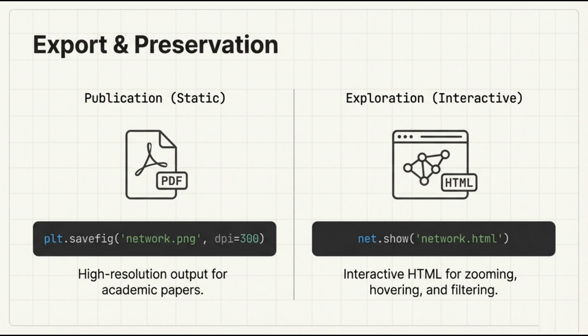This distinction matters because the best format depends on the purpose. A paper needs a stable, polished image. An analyst exploring structure may need interaction to inspect nodes, communities, and local neighborhoods. So building the network is not the end of the workflow. We also have to think about how the network will be communicated and used by different audiences.